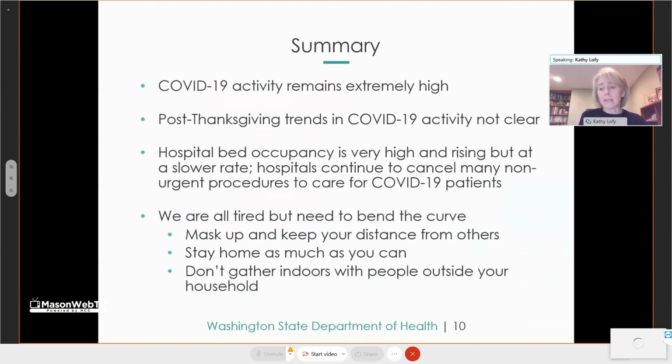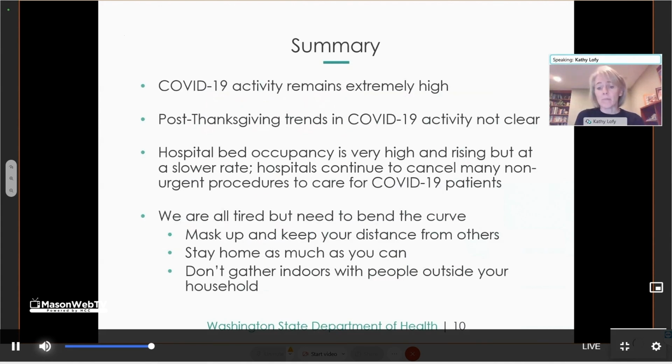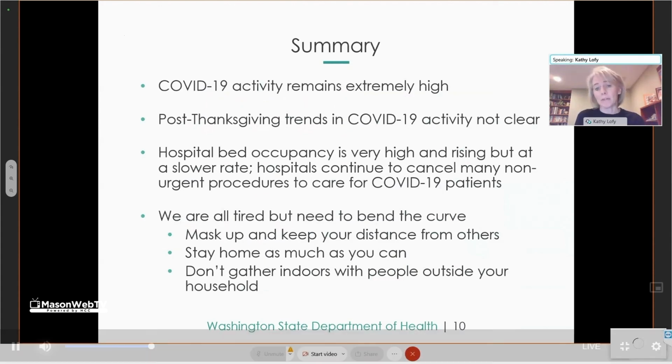And so I know we are all really tired at this point in the pandemic. I am as well. But everything we can do to continue to limit the amount of social interactions in our lives, the better, to help bend this curve. As a reminder, please mask up and keep your distance from others when you're out and about. Stay home as much as you can and really avoid gathering indoors with people who are outside of your household.